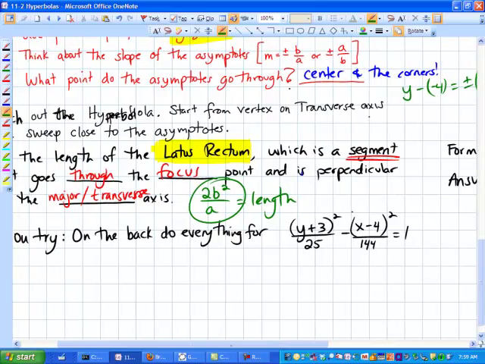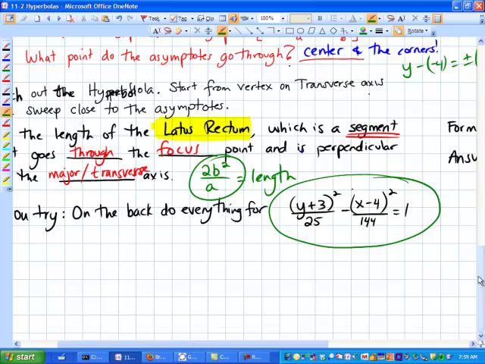Okay, now what I want you to do is on the back, try this. And the next video is going to give you the answer to that, where you can check all your solutions. Make sure you find everything: the asymptotes, the equations of the asymptotes, the length of the latus rectum, the focus points, everything.